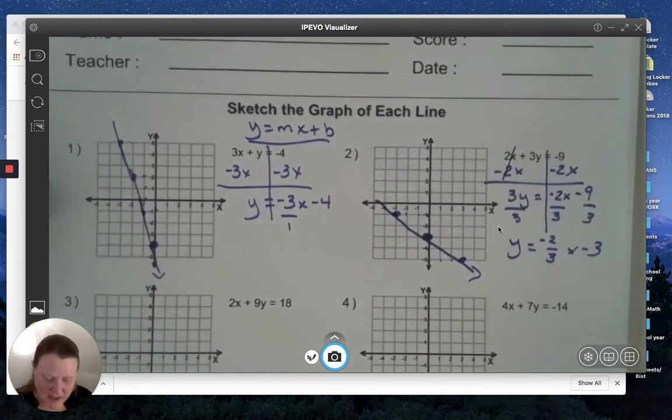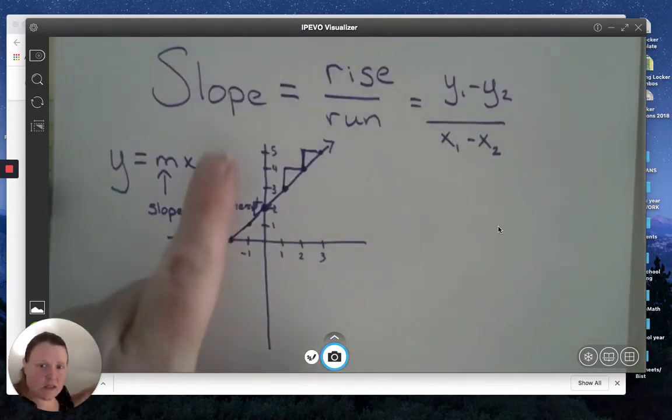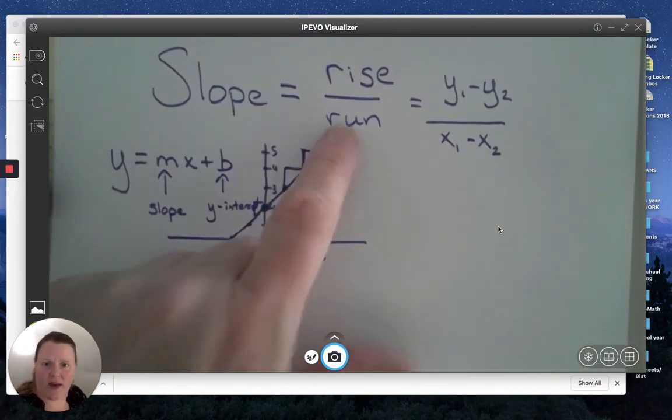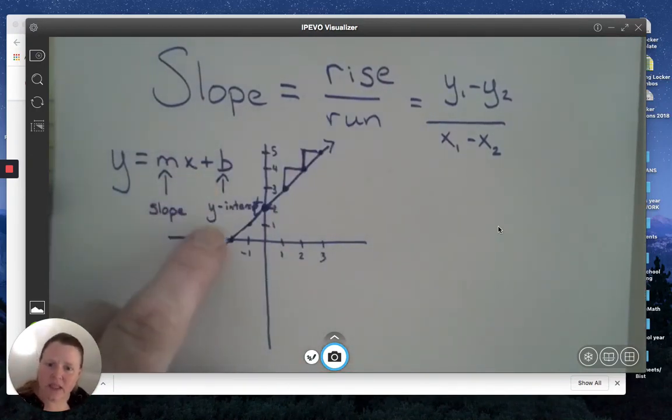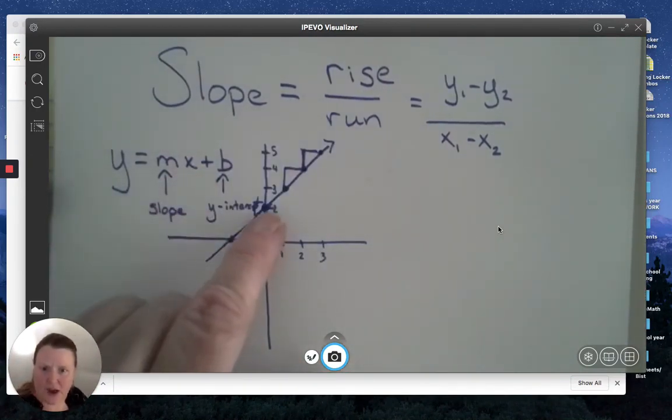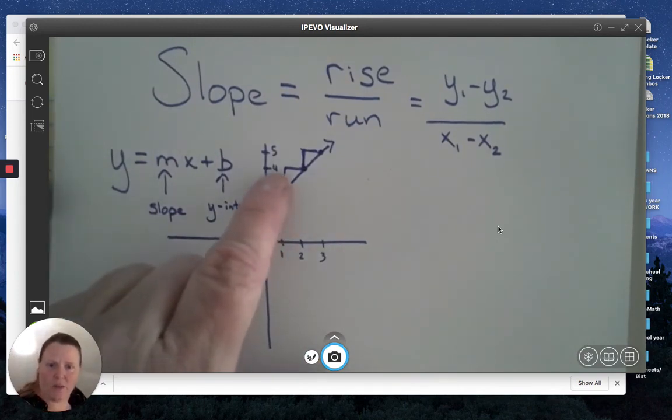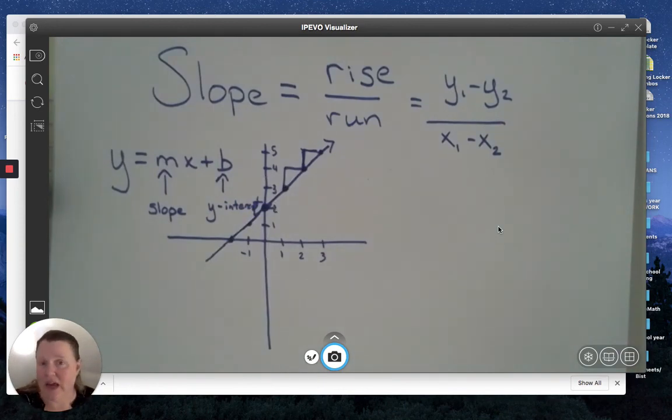Okay, so again, let me recap. Slope is the rise over the run, and the starting point is the y-intercept. So if I were going to write this equation right here, this would be your start, and then you would have counted up 1 and over 1. So that's how we're going to graph.